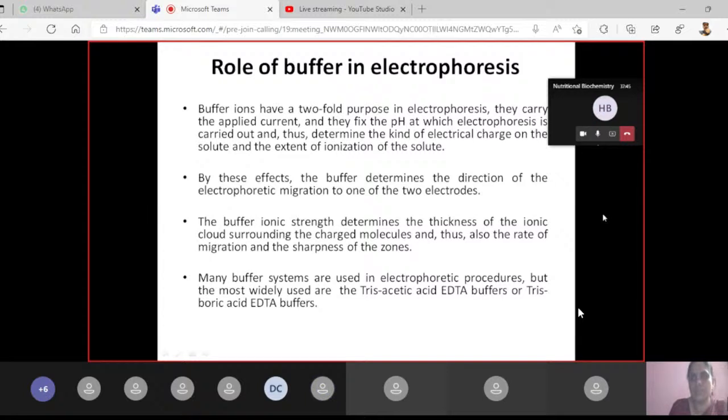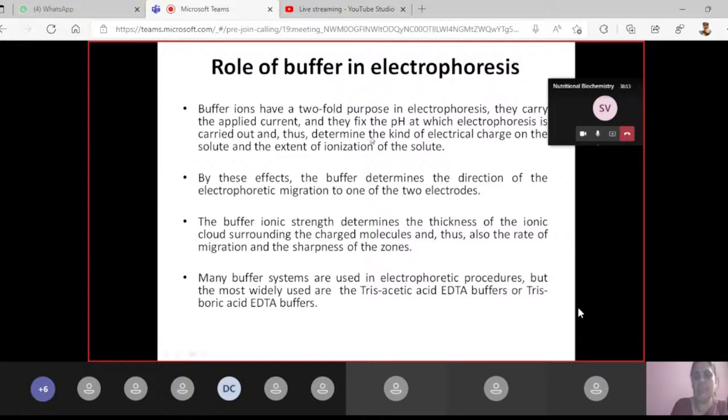Because at the isoelectric point, the net charge will be 0. I told you, in electrophoresis only charged molecules can move. If your molecules are not carrying a charge, they will not move when you carry out electrophoresis. So, using the buffer of a required pH is very important. pH is firstly required to maintain the charge of your molecule and secondly to carry the current.